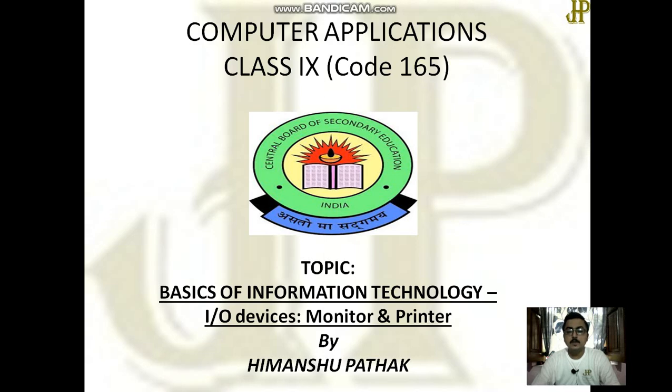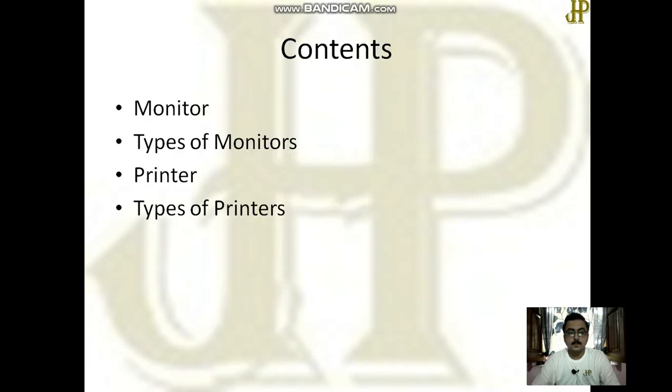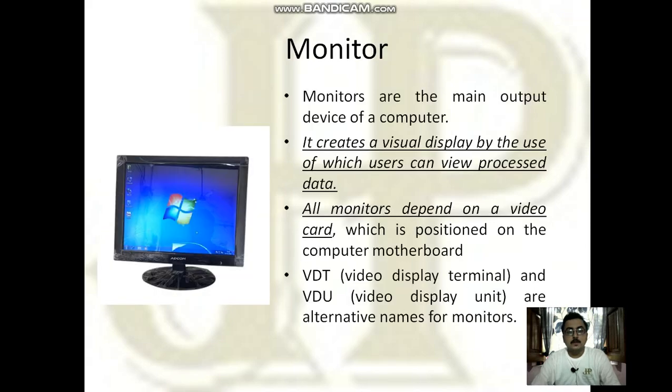In the previous video, we learned about keyboard and mouse with their types. Today we will see monitor and printers with their types. So the contents are: what is a monitor and its types, what is a printer and its types. So the first one is monitor.